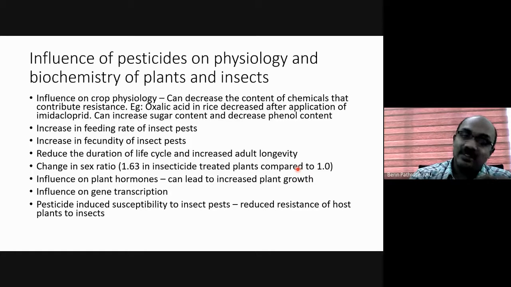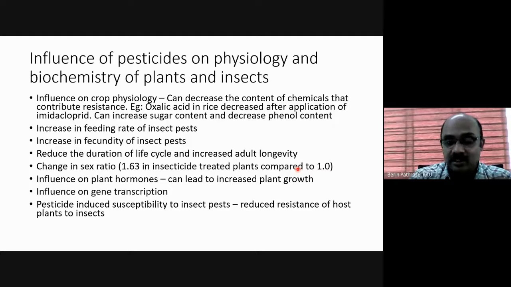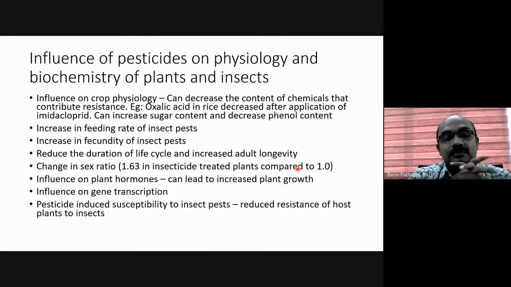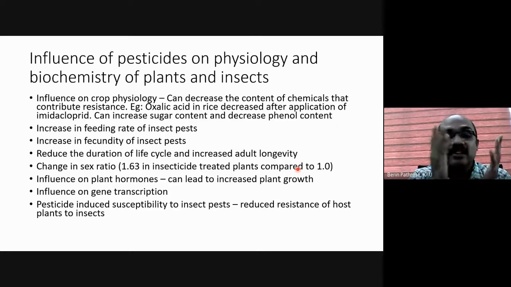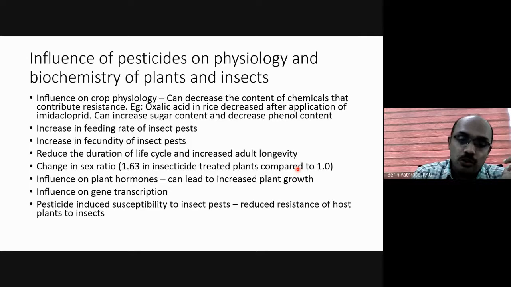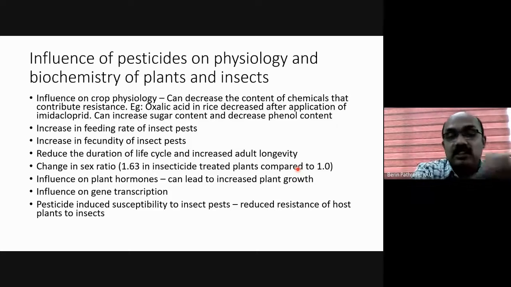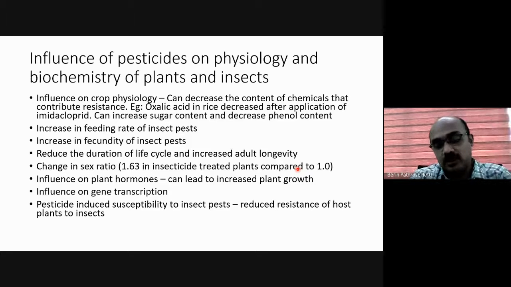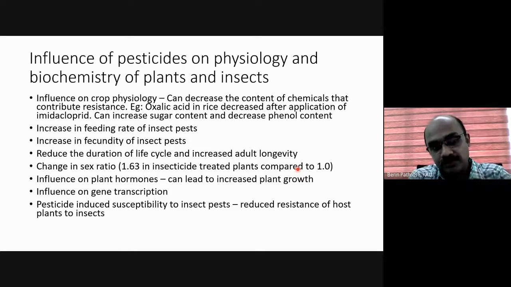I told you pesticides can affect gene transcription. It can interact at the gene level also. And the last point is almost the repetition of the first point. The pesticides can change the susceptibility of the crop to insect pests. That means the use of pesticides can make the host crop more susceptible to insect pests. In the first instance, I told you in rice there will be a reduction in oxalic acid content. So this kind of changes can occur.